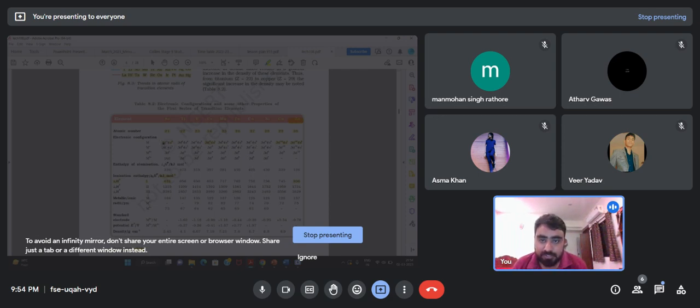Now why is it lower? See, it's 3d1 4s2. So the electron will be removed from 3d1 and then it will attain a stable configuration, right? So that's why it's lower. It's on the lower side.